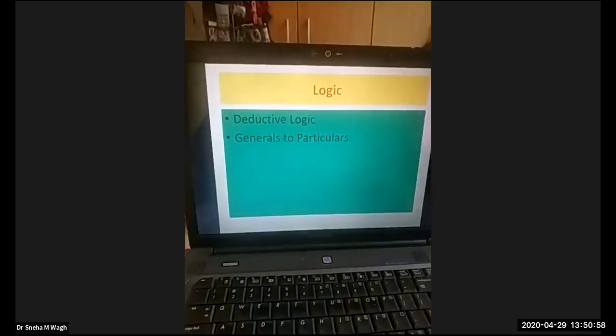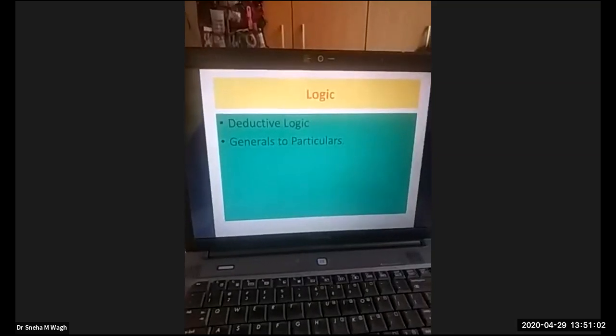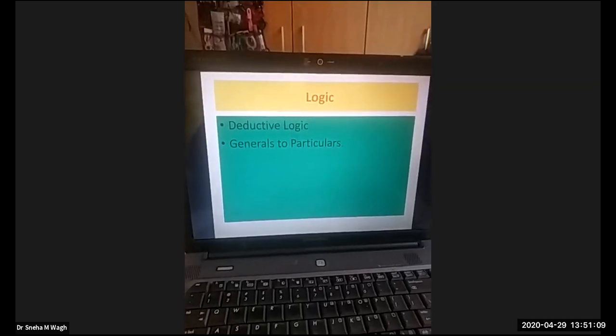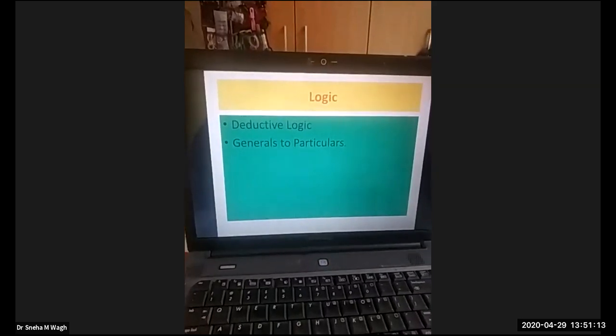Now, what is the logic of Kent repertory? Kent repertory follows deductive logic. That means all the chapters are arranged from generals to particulars. So this is the deductive logic followed by Kent repertory.